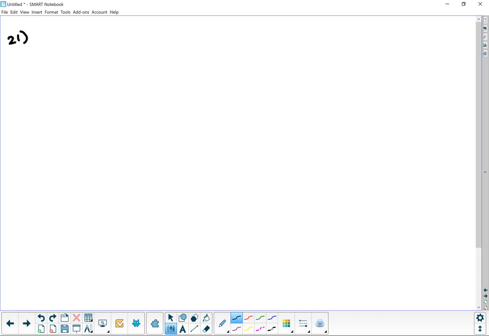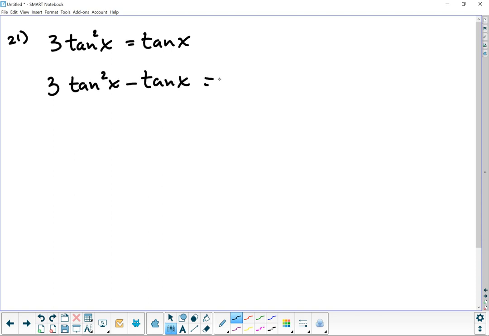21 is 3 tangent squared x equals tangent x. Let's go ahead and put a tangent on the left-hand side. So we will have 3 tangent squared x minus tangent x equals 0.